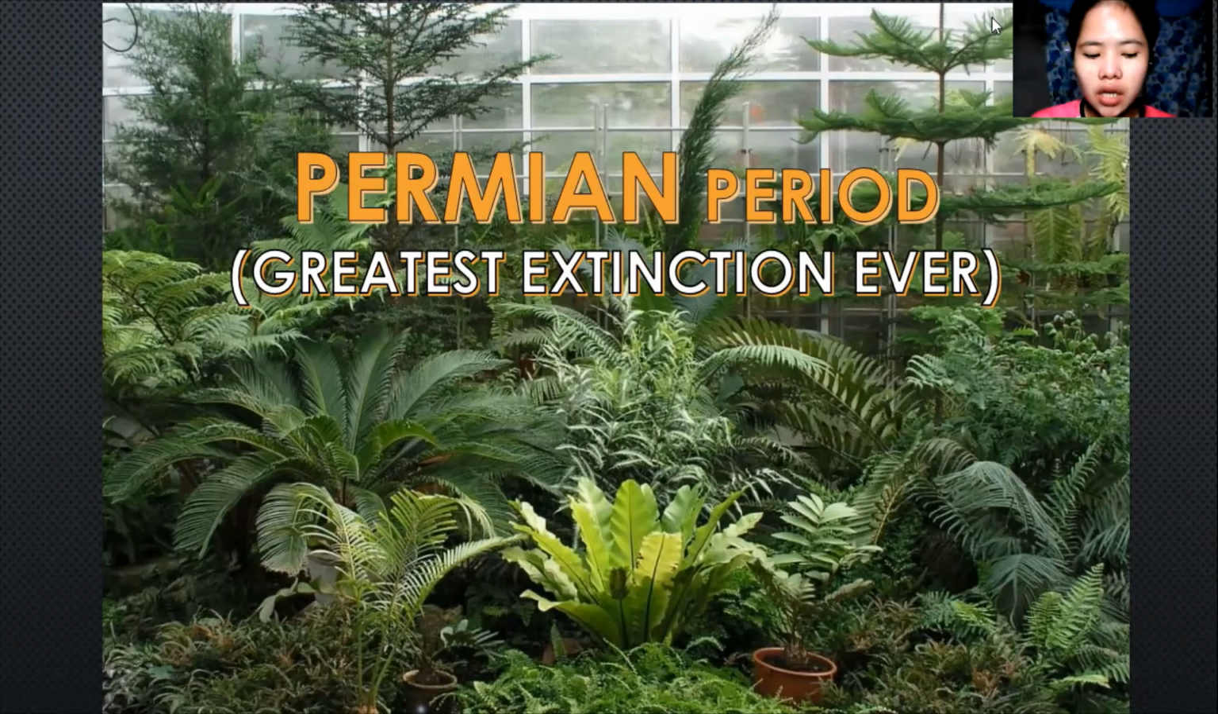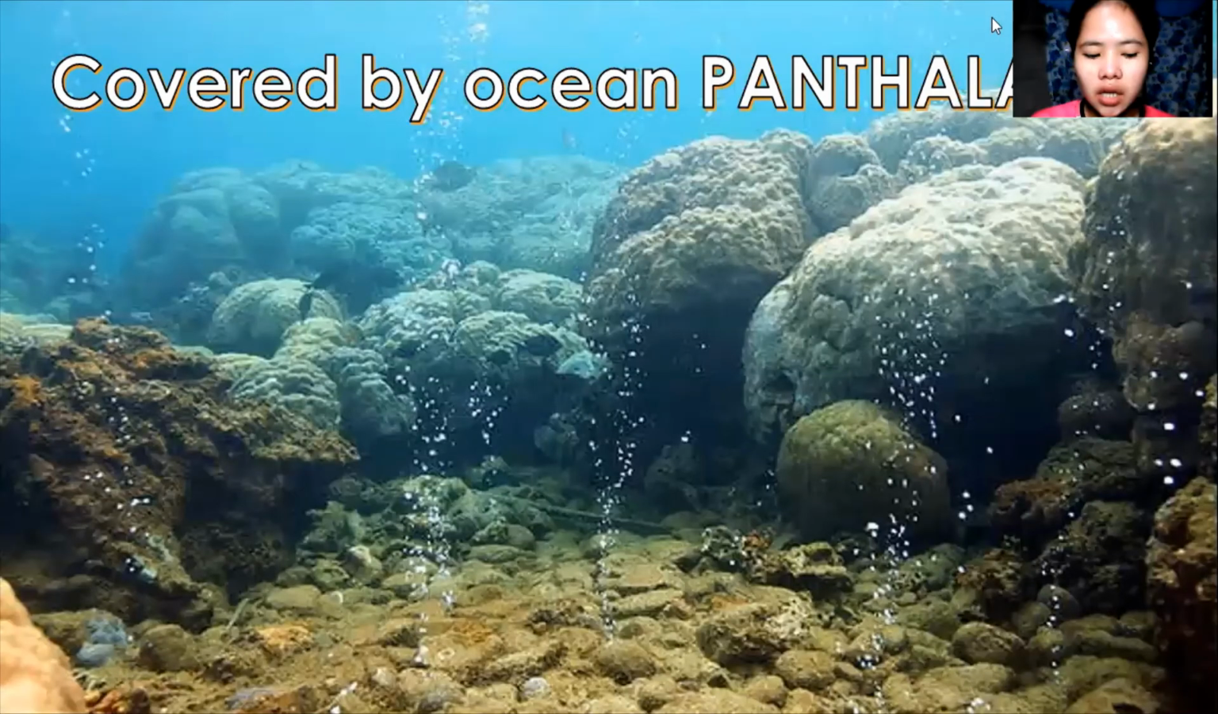So, we are very familiar, di ba, with Pangaea? It is the supercontinent. So, during this time, Pangaea is already complete. And the Permian period is covered by the ocean Panthalassa. So even though the Panthalassa had the pinakataas na percentage during this building up of the earth, still organisms survived.